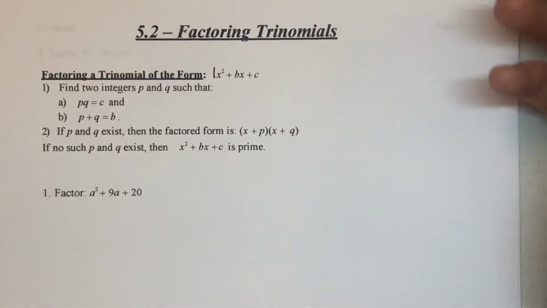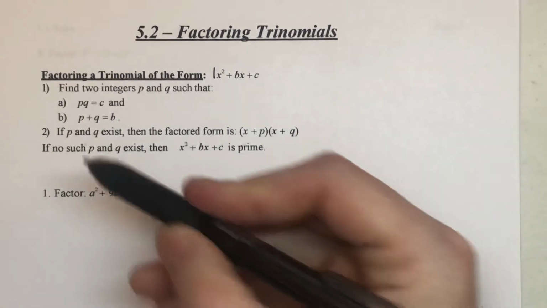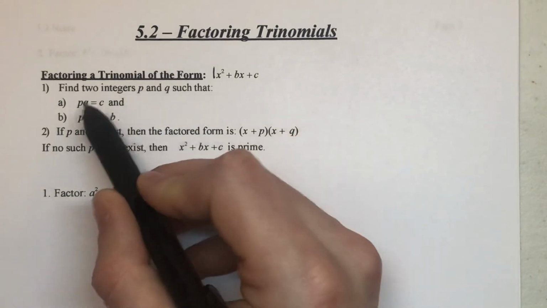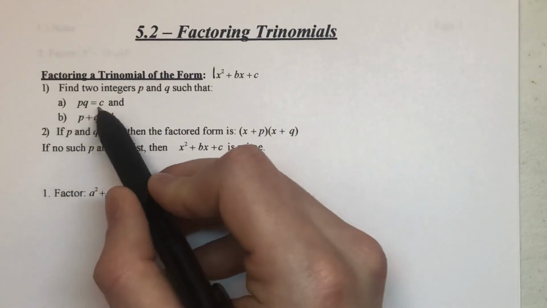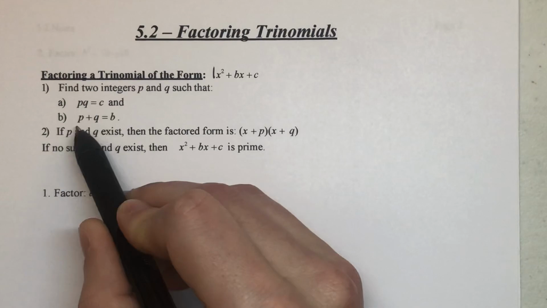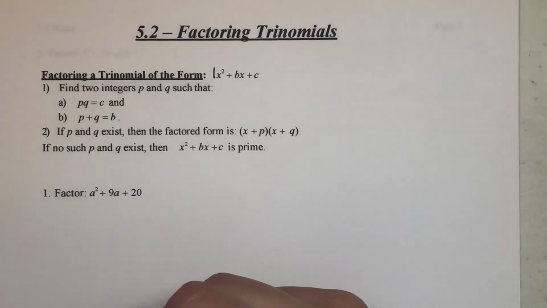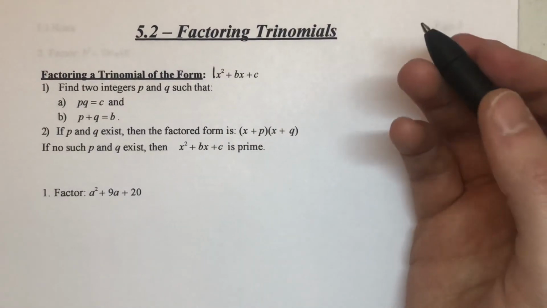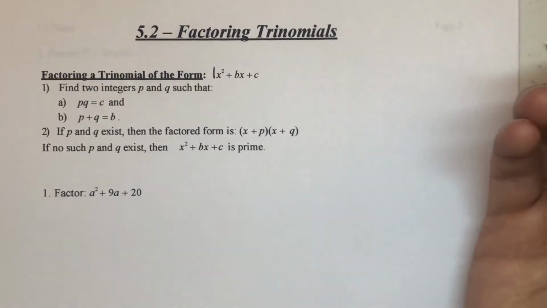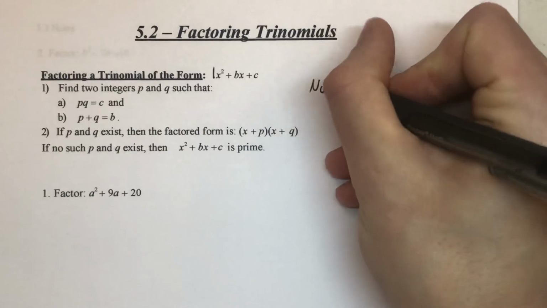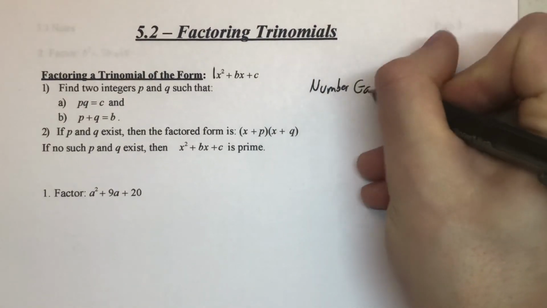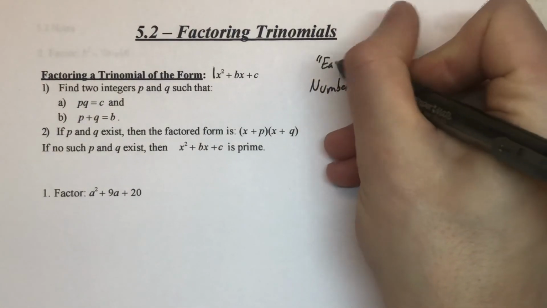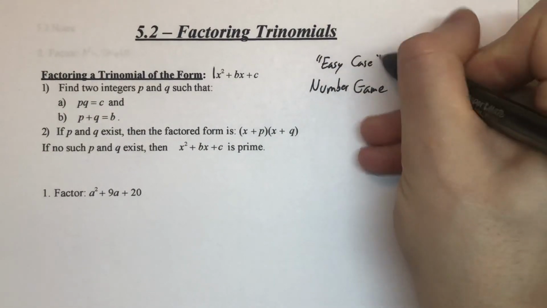This is something that when I teach it, I refer to as the number game. The idea is finding two integers, so two numbers, p and q, such that p times q gives you c, but p plus q gives you b. So two numbers that multiply to this and add to this. That's the number game we want to play, right? Specifically in these problems, you're going to hear me refer to this as the easy case number game.